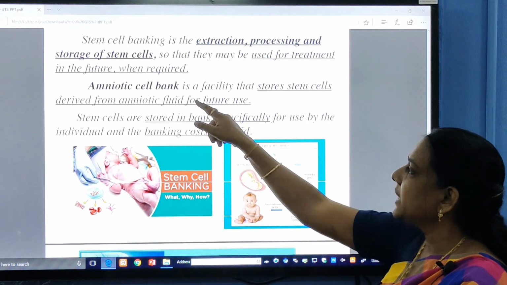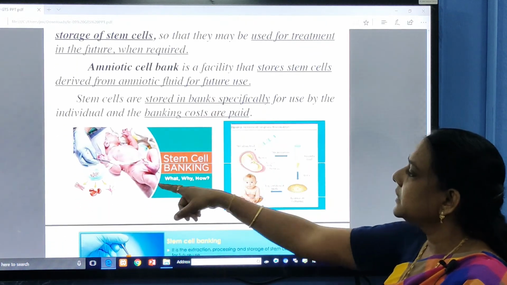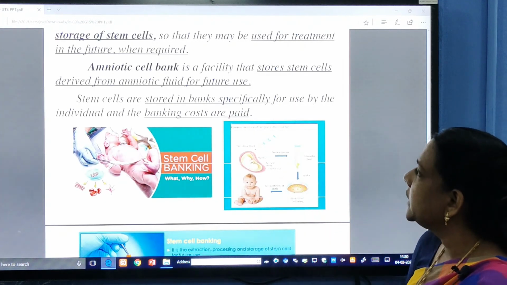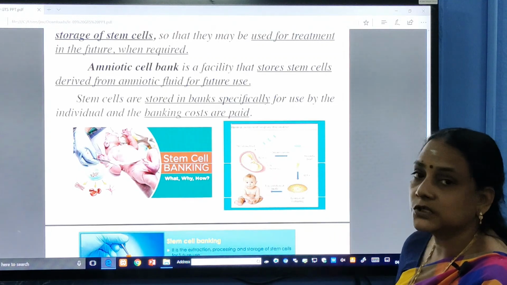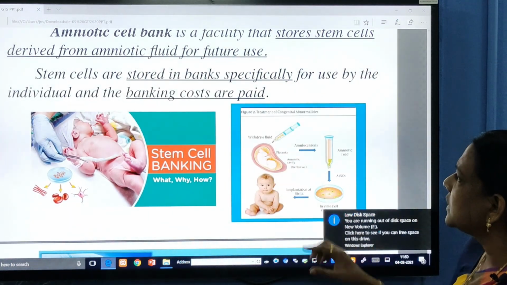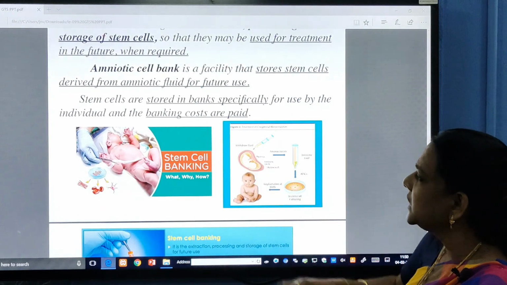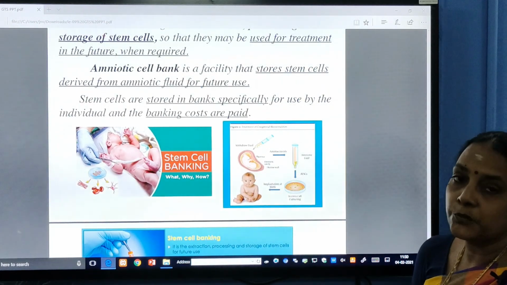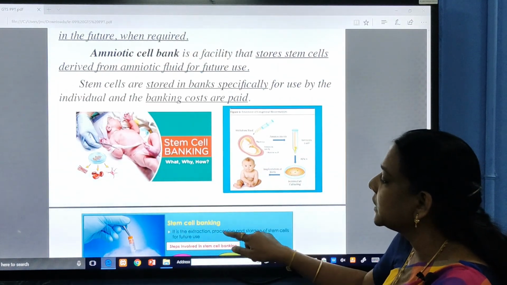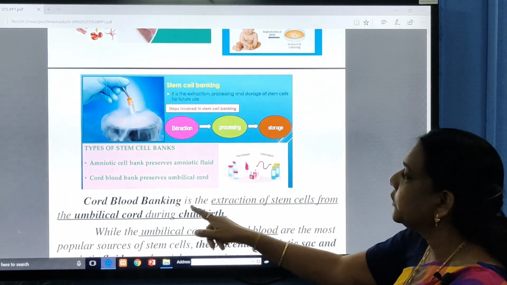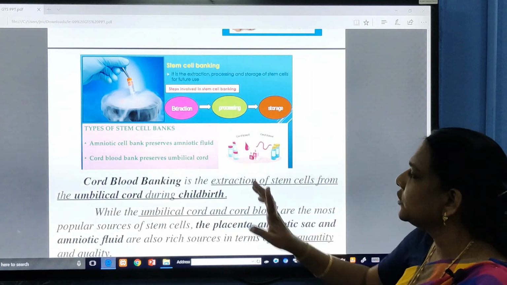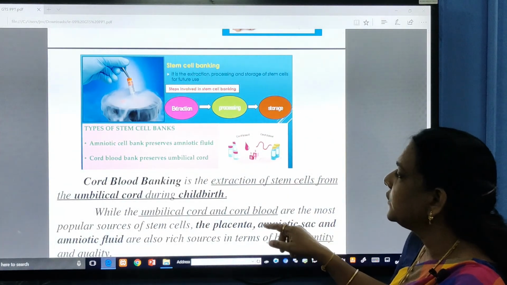Here the amniotic cell bank is one type. This amniotic cell bank stores the stem cells derived from the amniotic fluid for future use. You can see here that by the amniocentesis method, this is taken out from the amnion, and these are specifically used for the individual. For storage you have to pay the banking cost. Blood banking is also done there for stem cells. Here it is extracted, processed and then stored. Storage is in cryopreservation for future use.